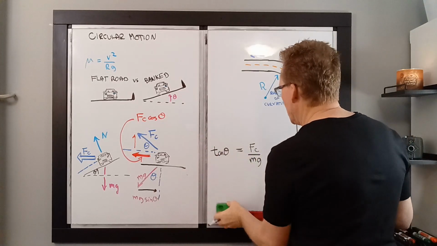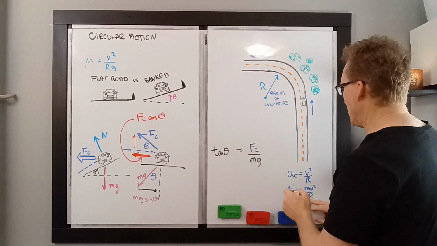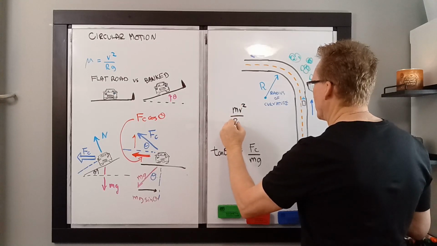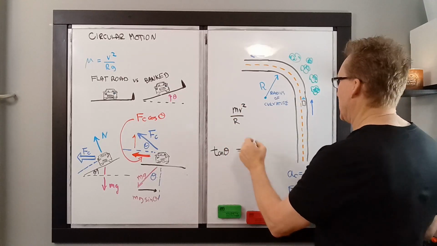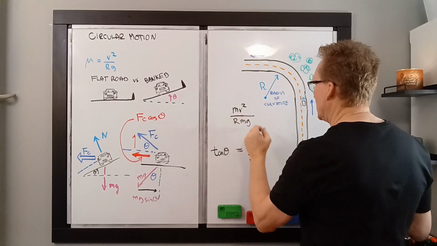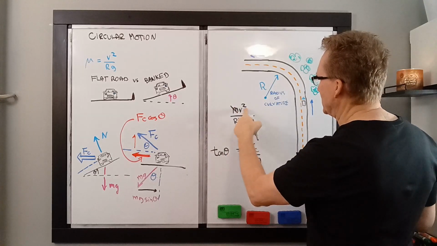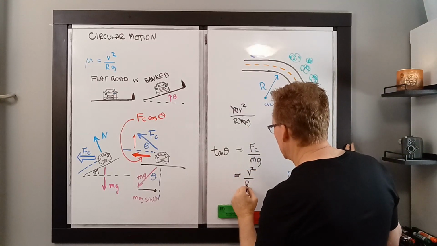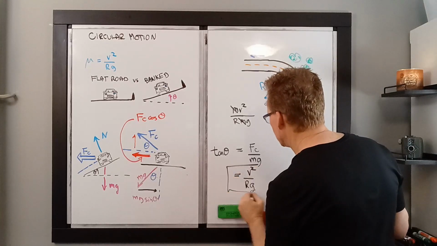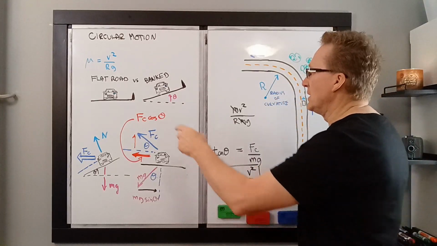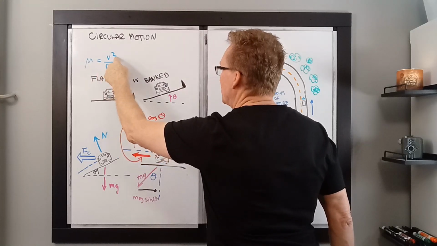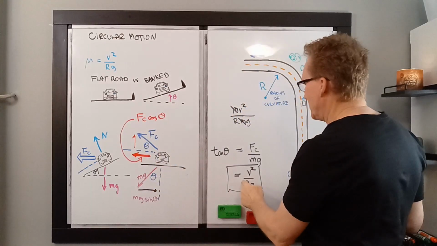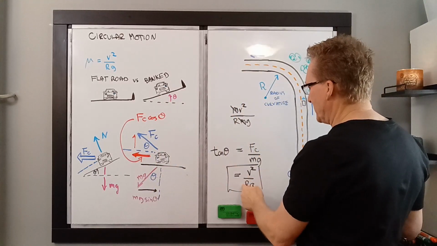Let me just erase something here. What is Fc? We had this before. It's mv squared over r. So this side is m v squared over r, and what else do we have in the denominator here? Mg. Like that. The m's can cancel, and we have v squared over rg. So tangent theta is equal to v squared over rg. Just like that. If you notice over here, the coefficient of friction on a flat road is v squared over rg. The tangent of the angle of the sloped road, the banked road, is also V squared over RG.